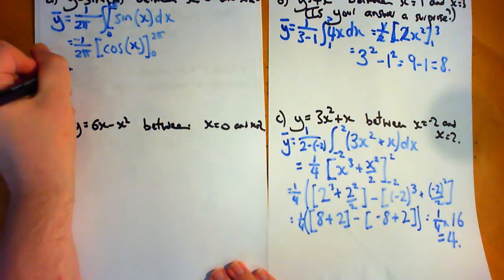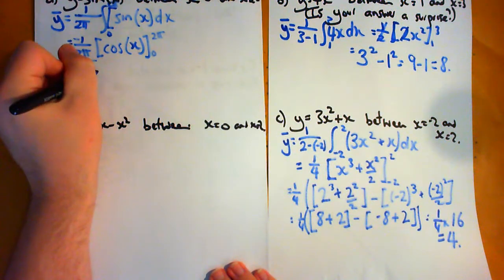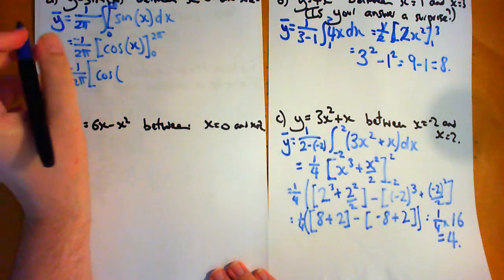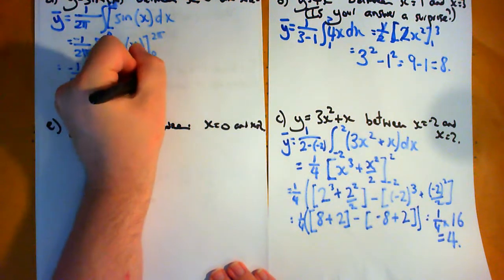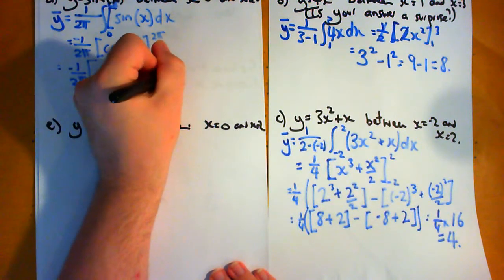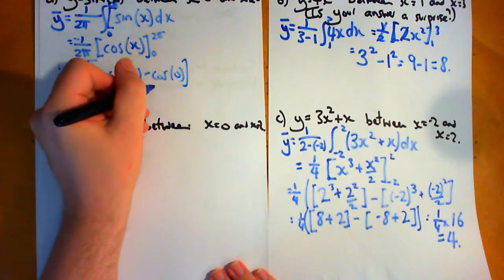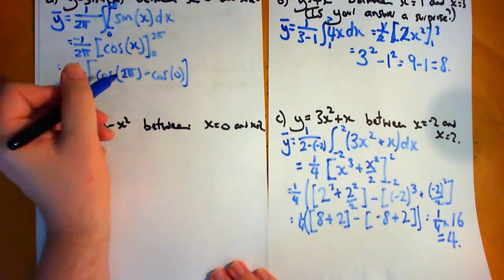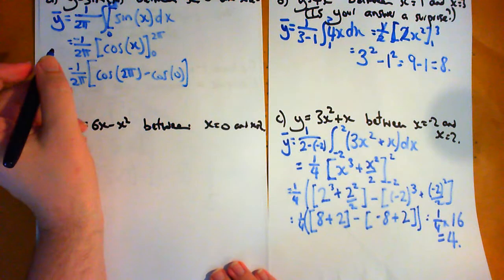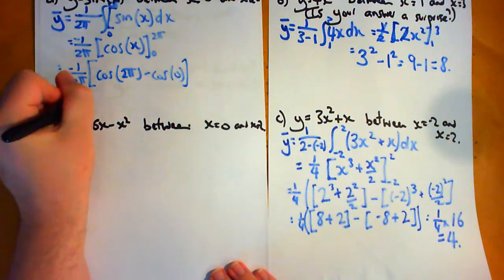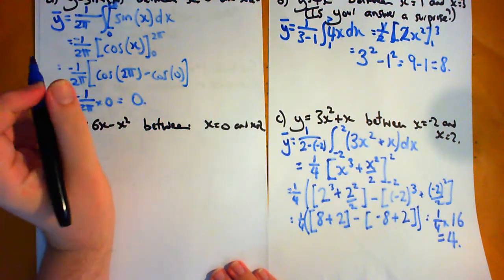So we get negative 1 over 2 pi times cosine of 2 pi minus cosine of 0. So cosine of 2 pi is 1, cosine of 0 is also 1. So this bracket is 1 minus 1, which is 0. So we get minus 1 over 2 pi times 0, that is 0.